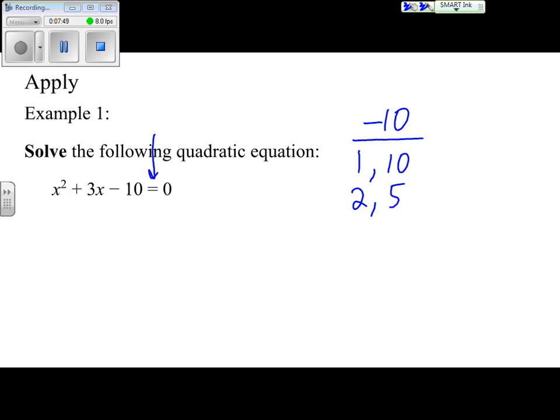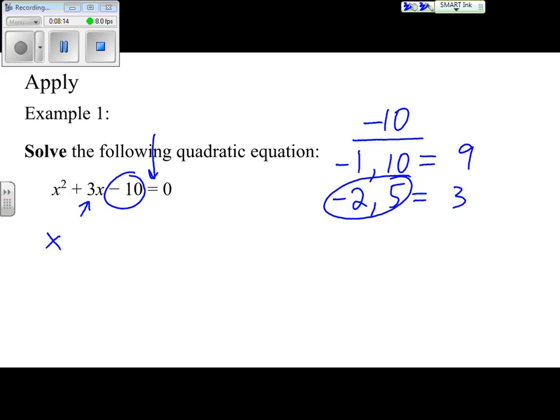Now, it's a negative c term, which means one of our factors has to be positive and one has to be negative. When you multiply different signs, they become negative. But we know they have to add to be our b term, which is positive. So the bigger number must be positive. So as I add these together, it's clearly the second set of factors that are going to be my choices here. So I can write those down.